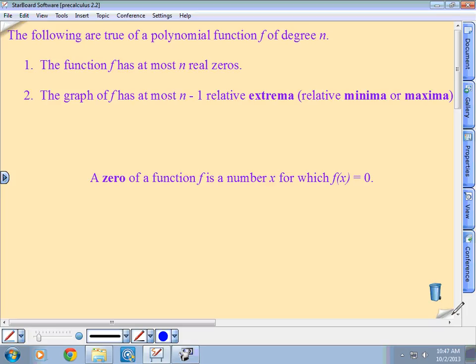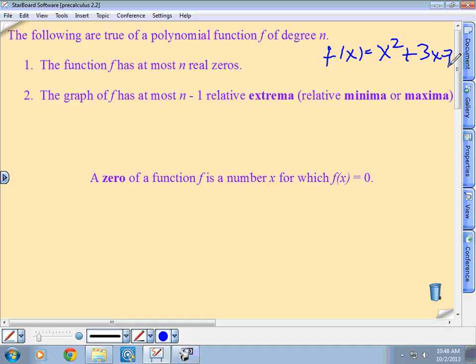The following are true of a polynomial function f of degree n. The function f has at most n real zeros. All right, well, what does that mean? If I pick a polynomial, give me an example, Kelly. Any polynomial you want to think of. There's not a right or wrong answer. X squared. Let's make it a little more difficult, though. Plus 3x minus 7. Okay. What degree is that?